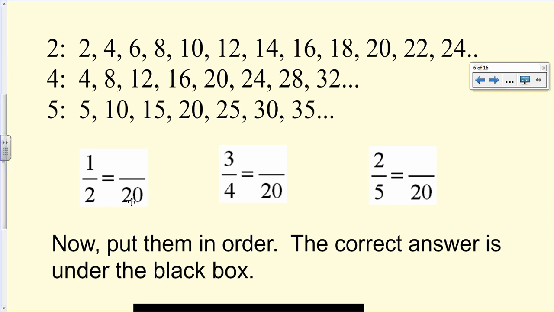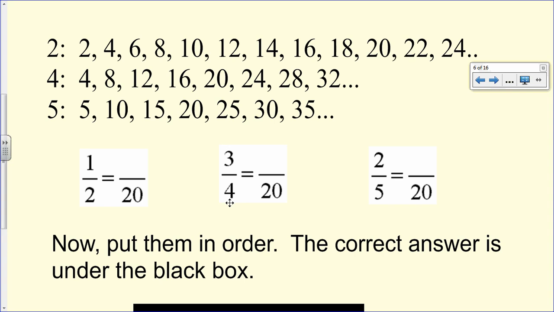Now you need to go back and think, what did I do to 2 to change it to 20? Well, we multiply by 10. If we multiply the denominator by 10, we need to multiply the numerator by 10 as well. And the number in this box should be 10.